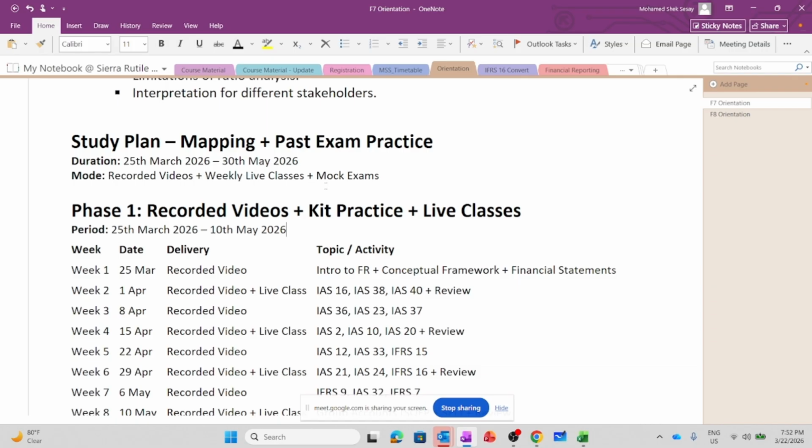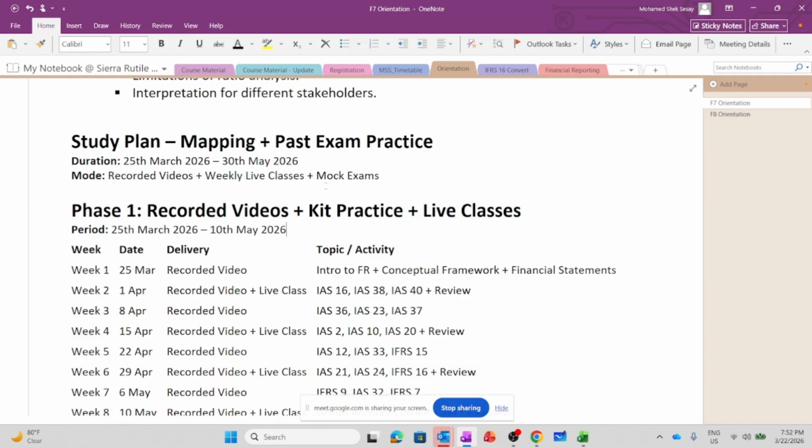For example, week one, we are going to target conceptual framework or introduction to financial reporting. Thereafter, we are going to cover the detail of the week one study plan. And also for each study plan, we are going to solve past questions from the kit and also from the practice platform, because we need to have the actual taste of the questions in the examination.